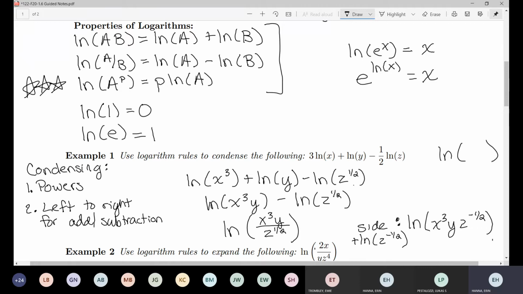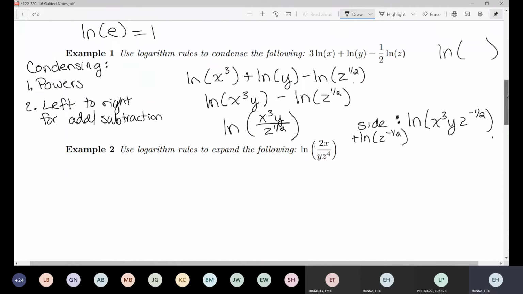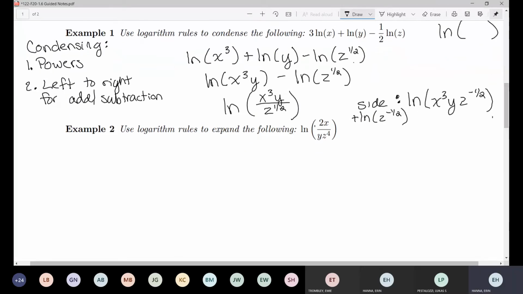Alrighty. So let's go the other way then. I have to make the rules go away, sorry. But now we want to expand. So we have one logarithm and we want to make it a bunch of logarithms. So when expanding, you essentially do the opposite. You focus on the multiplication, addition, and division, subtraction. I'm linking those together because the multiplication inside becomes addition.